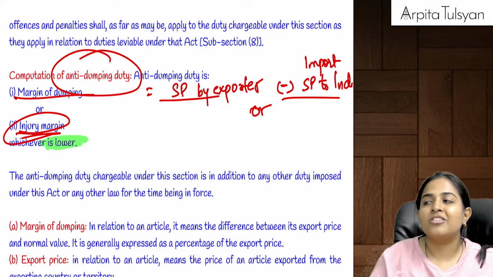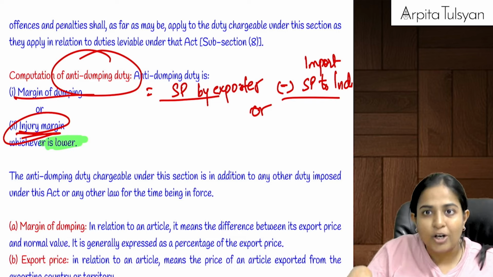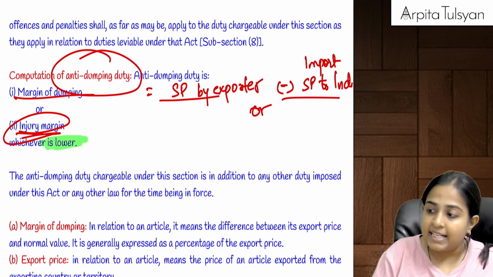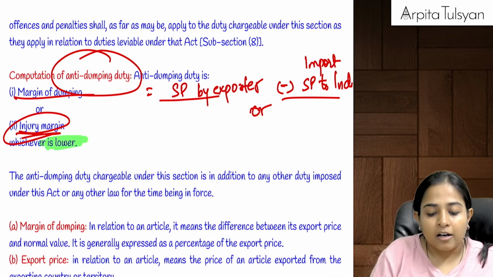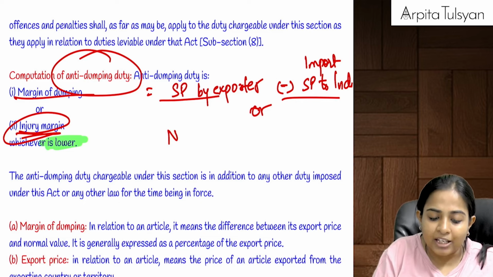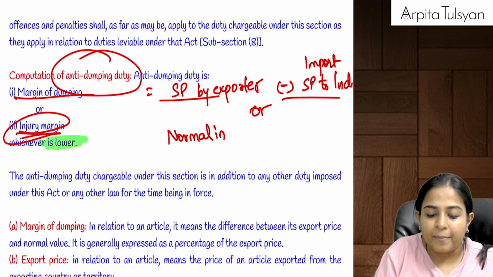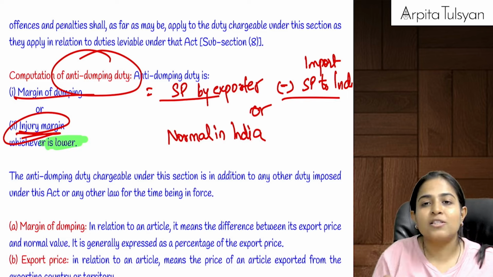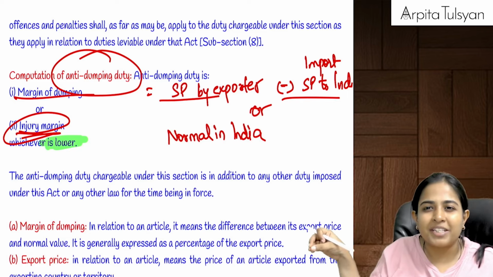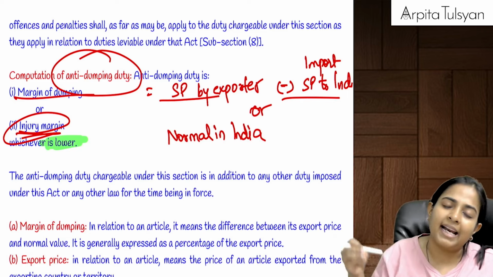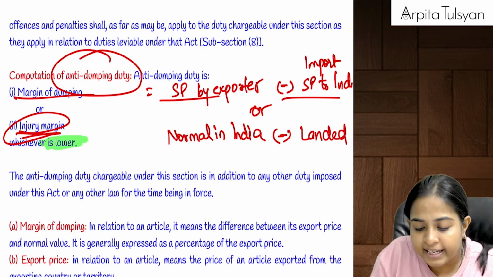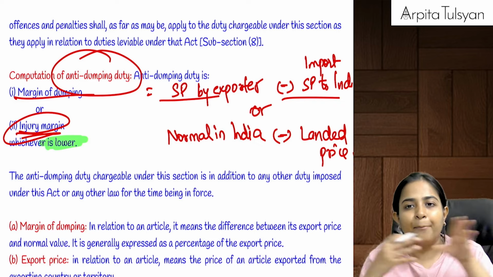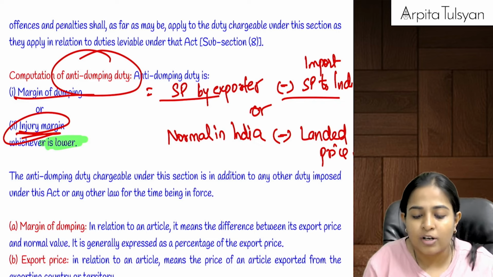Okay, injury margin is the amount of injury caused to the domestic market here. That is, at what price is it normally available in India? Means if a domestic person goes and purchases that particular article, at what price is it available in India? Minus the landed price in India. Minus, if we import it, normally if we import it, what is the landed price?